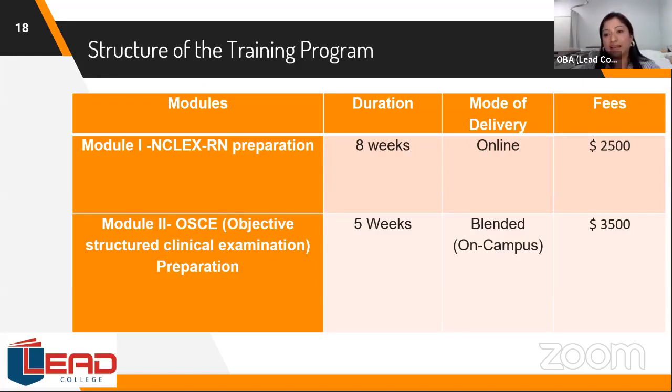Our NCLEX RN preparation is an 8 week program, online, delivered every day, 2 p.m. to 5:30 or 6 p.m. Sydney, Melbourne time. All the classes are recorded, so if you miss the class on any particular day, you can always go back and look at the recorded session. The fee is 2,500 Australian dollars.